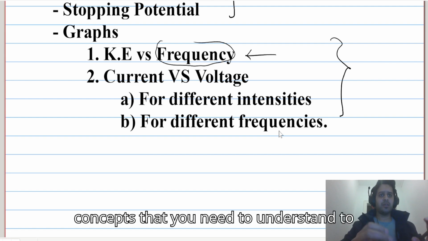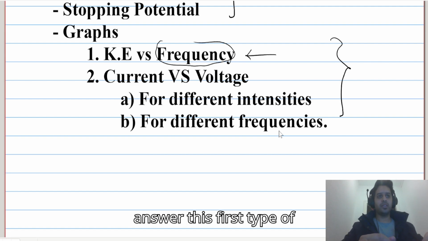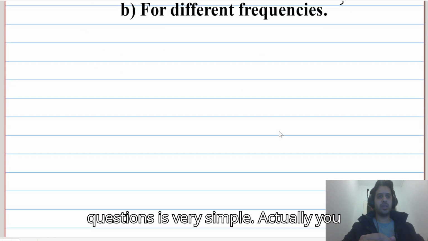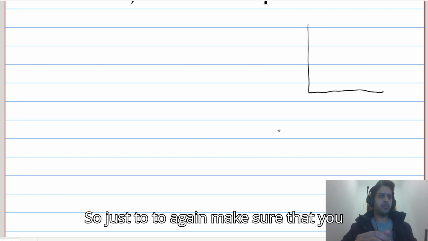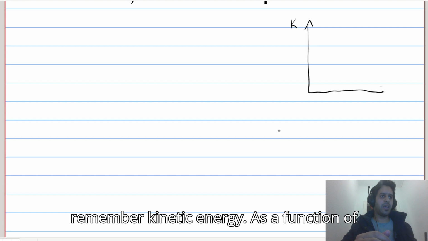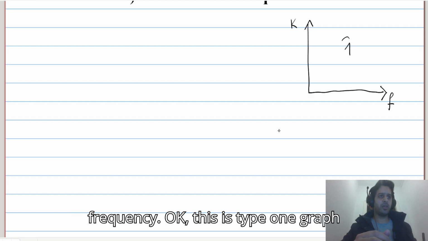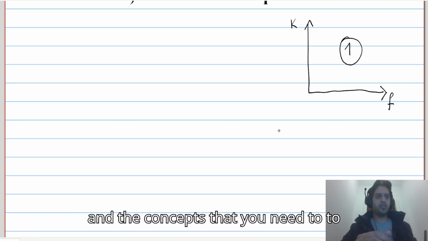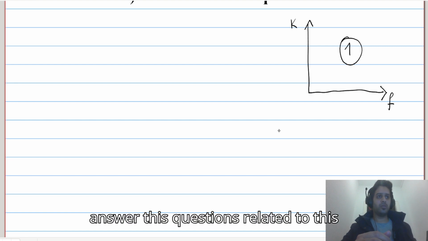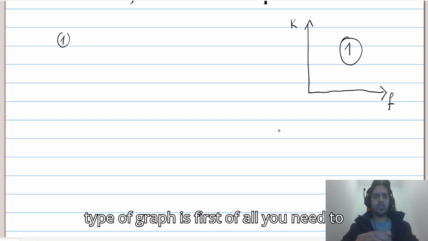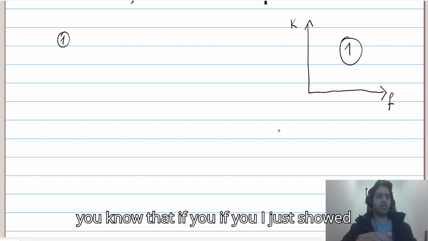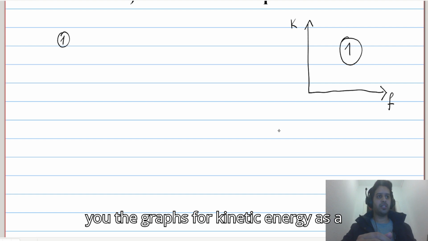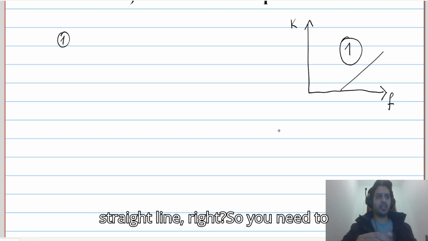And the concepts that you need to understand to answer this first type of questions are very simple, actually. You just need two concepts. Just to make sure that you remember, kinetic energy as a function of frequency, this is type 1 graph. First of all, you need to understand the equation of straight line, because the graph for kinetic energy as a function of frequency is always a straight line, right?